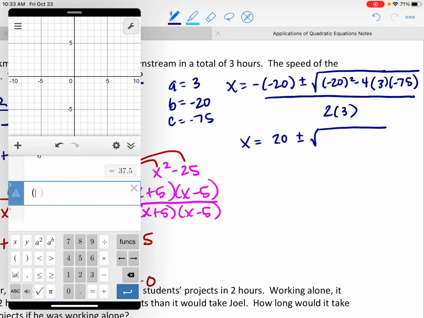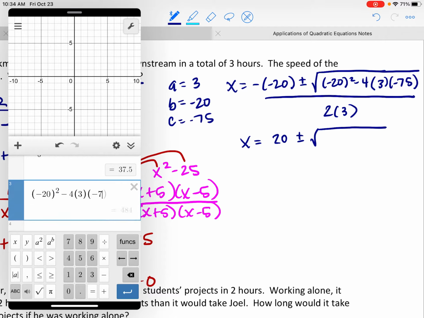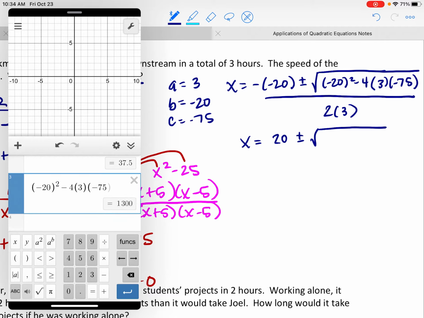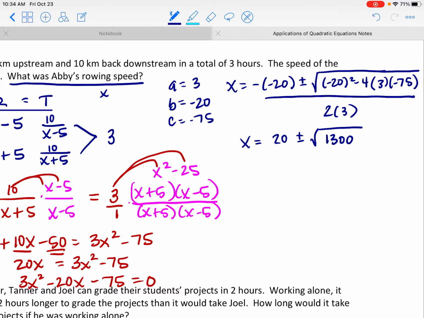So we have a negative 20 squared minus 4 times a, which was 3, and c, which is a negative 75, and that gives us 1300 under the radical. And on the bottom of the fraction, the 2 times the 3 gets us 6.